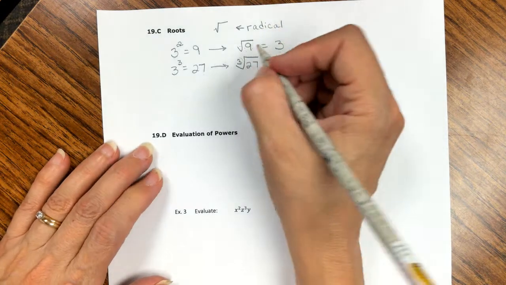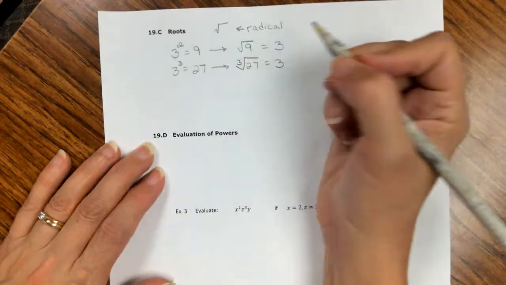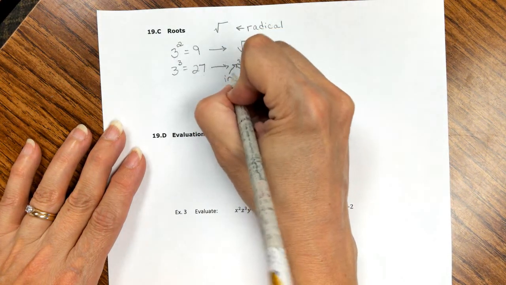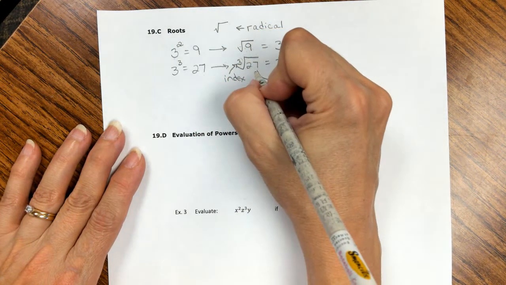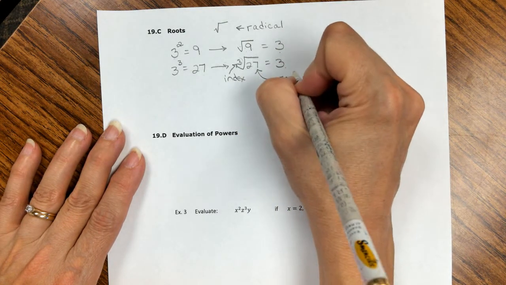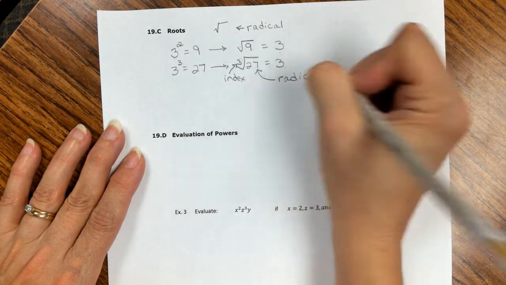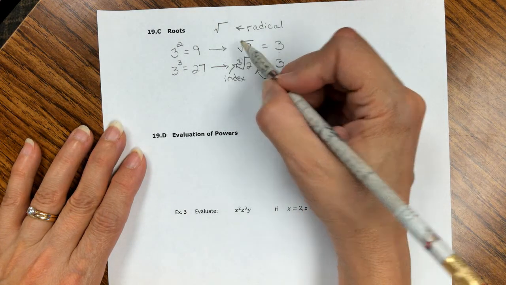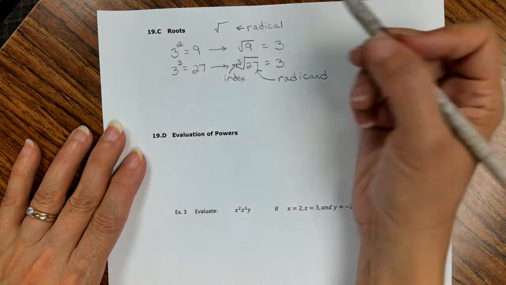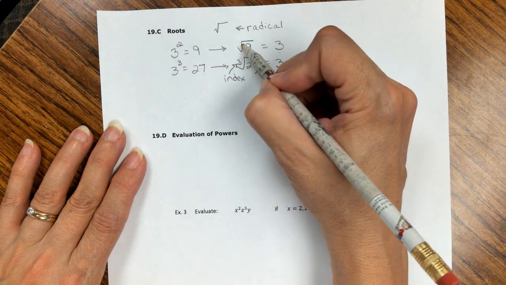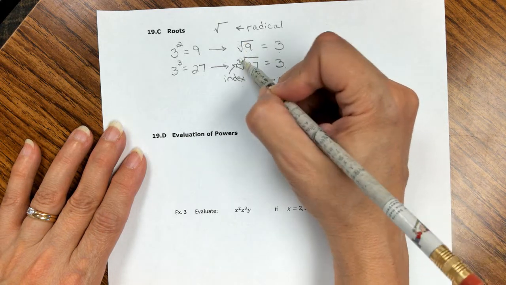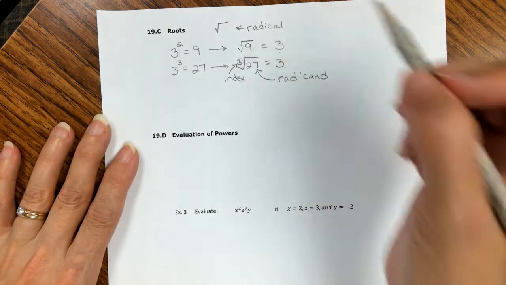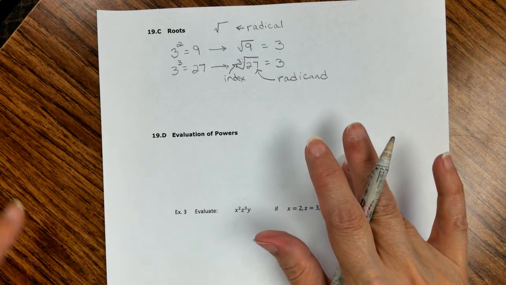Now, these other parts have a name. That symbol is the radical. The number up here is called the index, and the number inside is called the radicand. Now if it's a square root, then we don't write the 2. It's just understood to be there. That one's used so commonly we don't write the 2. If it's any other index, then we need to write it there. So if there's nothing written, it's a 2. Okay, we have the terms.